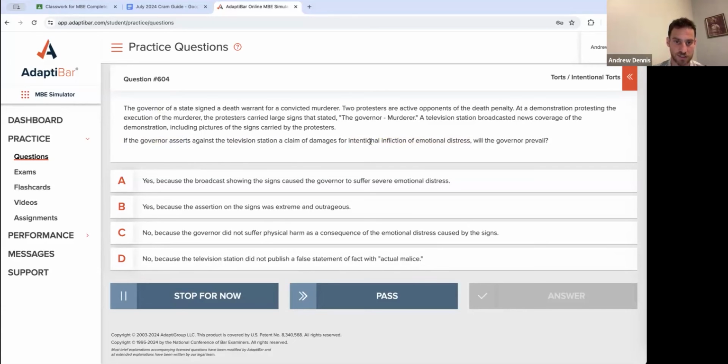B: Yes, because the assertion on the signs was extreme and outrageous. C: No, because the governor did not suffer physical harm as a consequence of the emotional stress caused by the signs. D: No, because the television station did not publish a false statement of fact with actual malice.